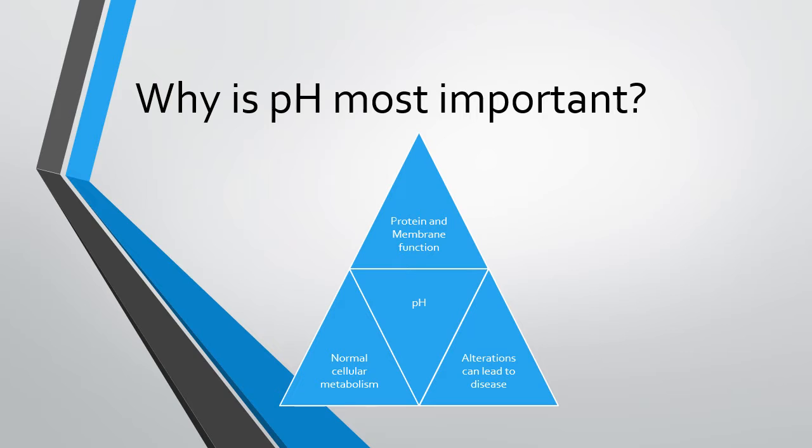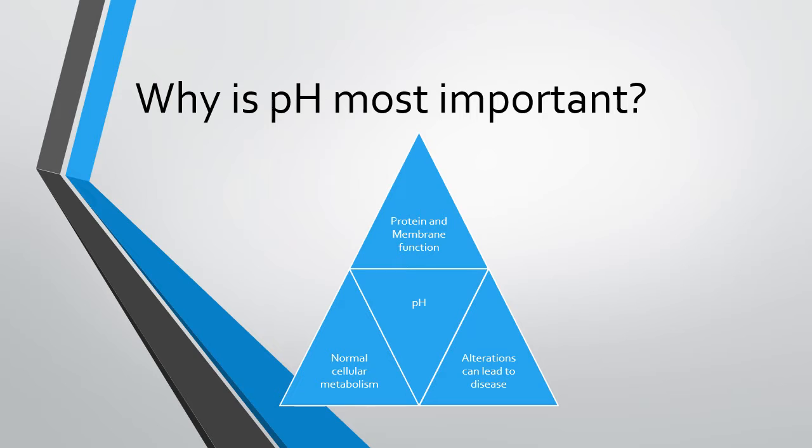So firstly, why is pH most important in the body? Just like how our temperature is regulated, just like how our blood glucose levels are regulated, just like how our sleeping time, circadian rhythm, is regulated, the pH is regulated along a very narrow range of 7.35 to 7.45.